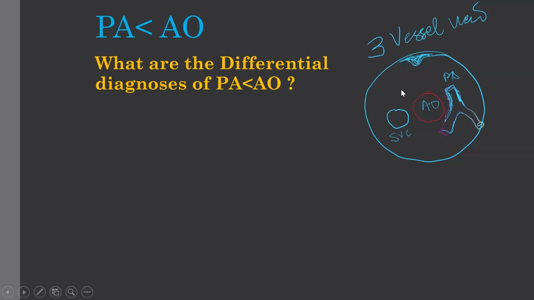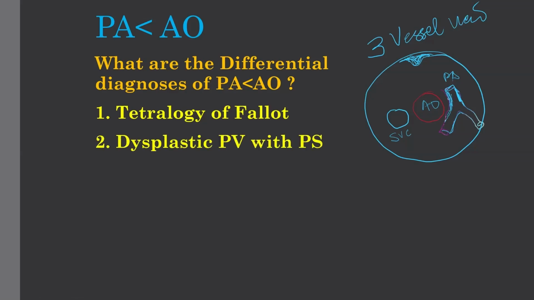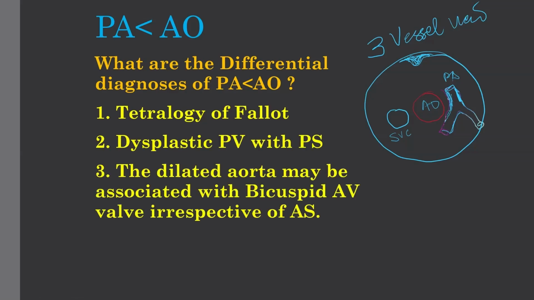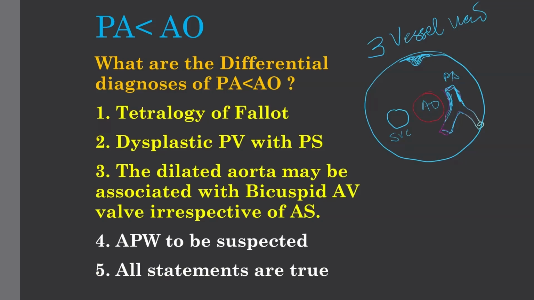This is the short-axis view of the cartoon diagram. I made it. There is SVC to make you understand more. This is SVC, aorta, and small PA. A. 1. Tetralogy of Fallot. 2. Dysplastic PV with the PS. 3. Dilated aorta may be associated with the bicuspid aortic valve, irrespective of aortic valve stenosis. 4. APW to be suspected. So what is your answer? So all these differential diagnosis statements are true.